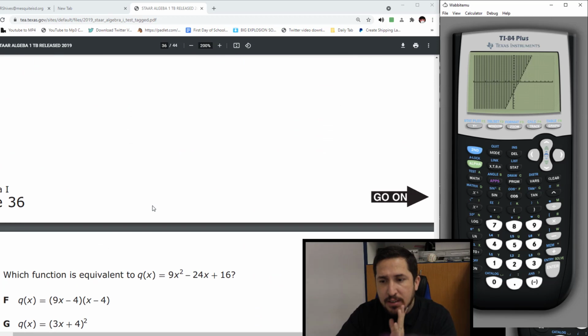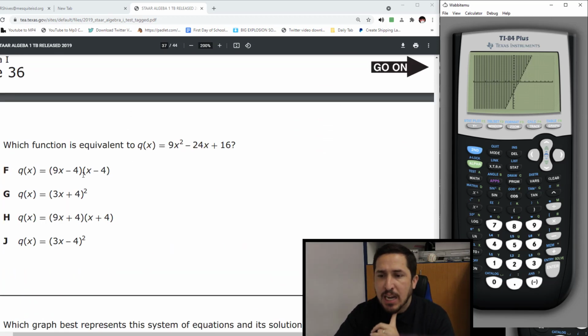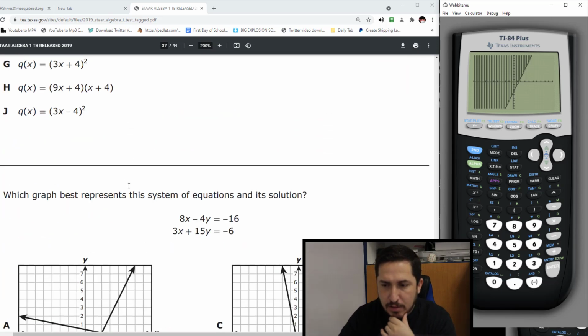Who cares about this one? A lot of reading to do. Don't worry about it. Equivalent, type him in, see which one looks the same. Go to second graph for the table.